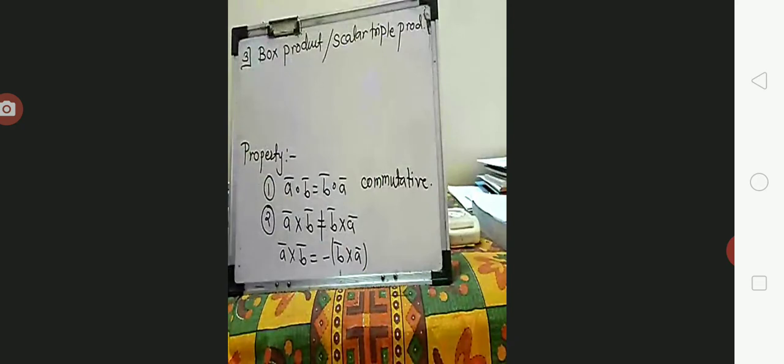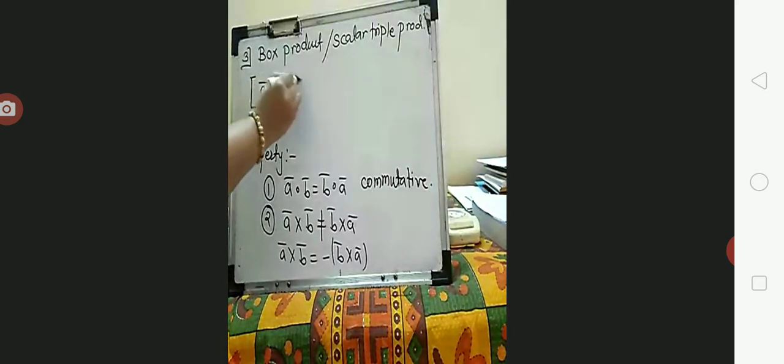Earlier in your syllabus, you have seen vectors where you have to show that the three vectors are coplanar. Correct? How do you show that the three vectors are coplanar? You just find the box product, or the scalar triple product, and if that scalar triple product is equal to 0, you say that it is coplanar.